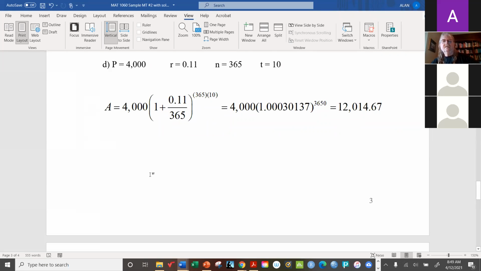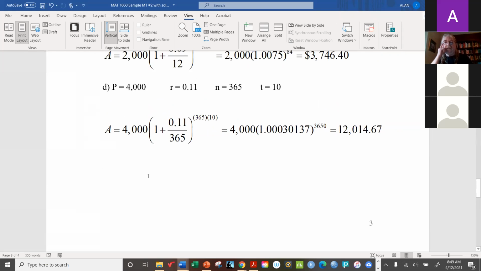All right. So this one, in 10 years, you're able to more than triple your money, which is kind of nice. But that's, of course, because it's daily compounding, but also 11%. That's a big rate of interest, especially right now at this point in time. So anyone would be happy with that.